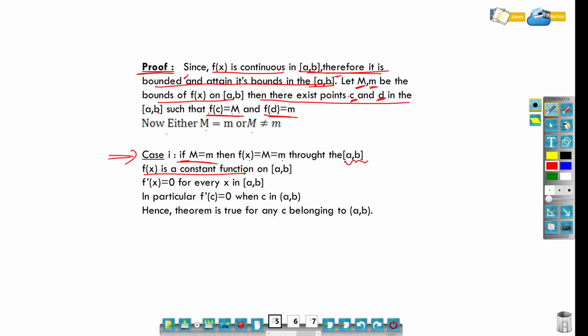Which means that the function is constant. If the function is constant, then its derivative is 0. That is, f'(x) = 0 for every x in the closed interval [a, b]. In particular, the derivative is 0 at c in the open interval (a, b). Hence the theorem is true for any c belonging to (a, b). This is for case 1, when supremum equals infimum.